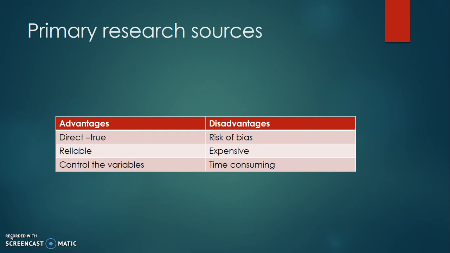Disadvantages are it's a risk of bias, so you could change it to suit how you want the outcome to be. It's an expensive method because you might have to use labs, and that's very expensive, and it's time consuming as you've got to do it all yourself and go through all the process yourself. So an example of this research in gymnastics was if I was to conduct my own experiment to see the intensity they're training at through a questionnaire, for example.